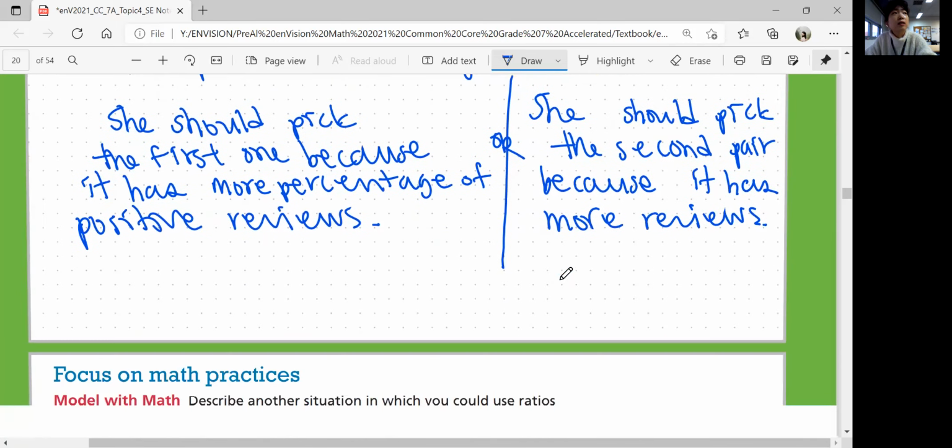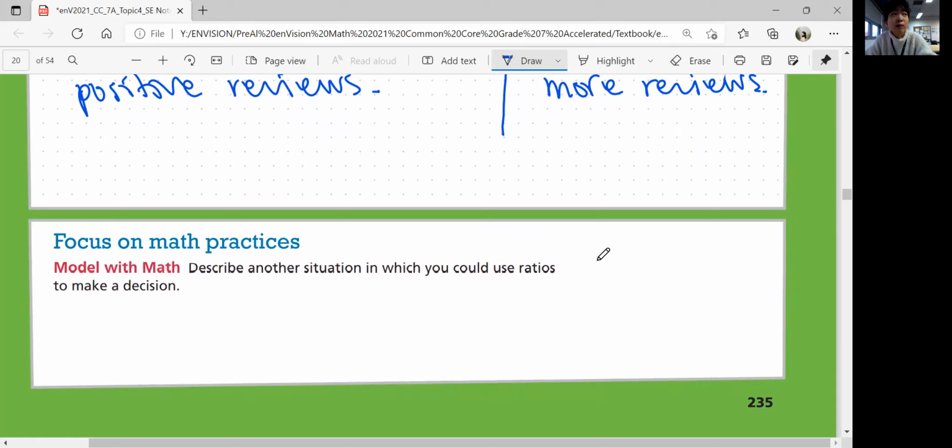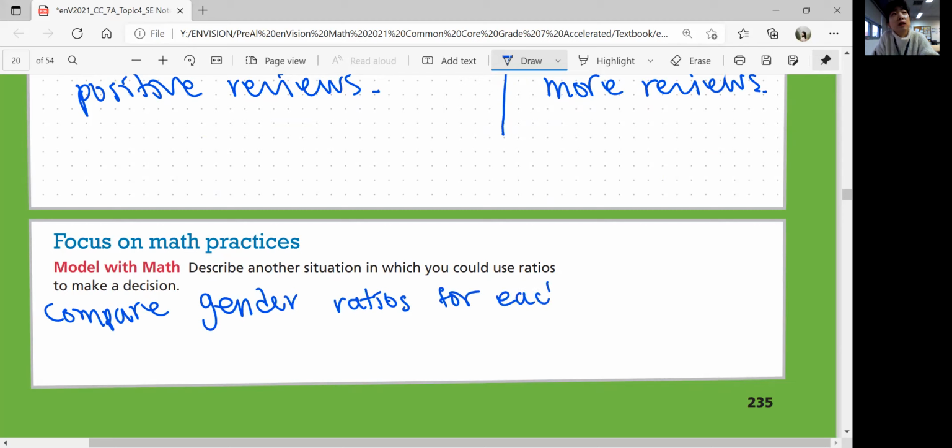All right, let's focus on math practices. Describe another situation in which you could use ratios to make a decision. What's another situation? Come up with another situation that you could use ratios to make a decision. You might want to compare genders in different classes. Compare gender ratios for each class.